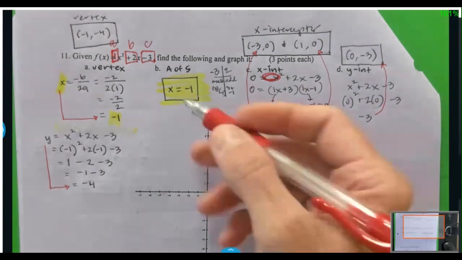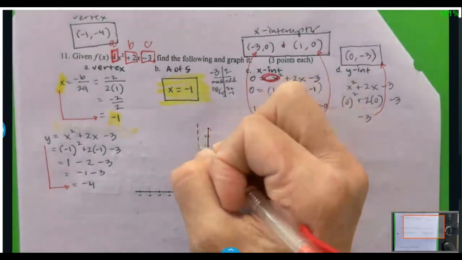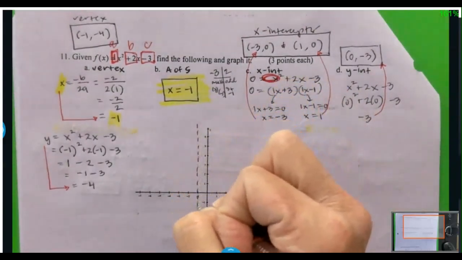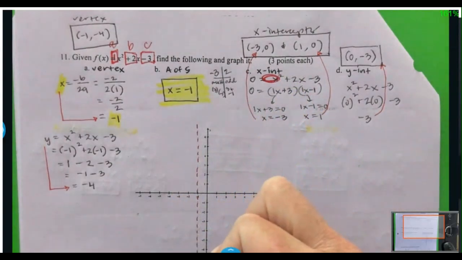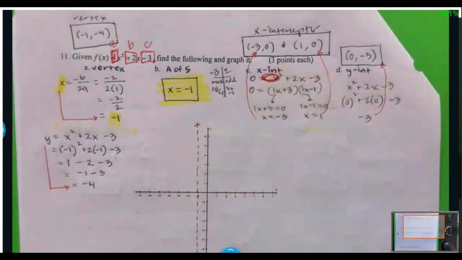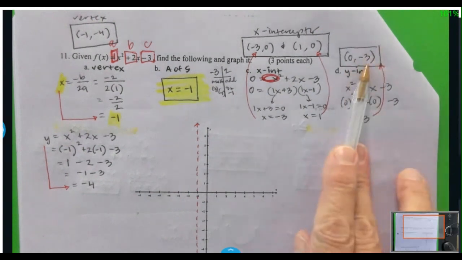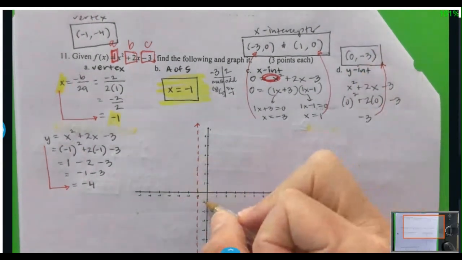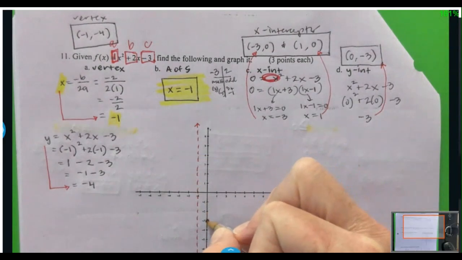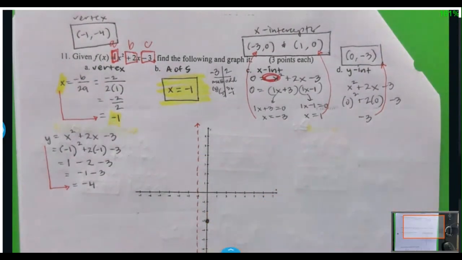Okay, so that's fine. She says the axis of symmetry goes through -1 on the x-axis. So we're going to make ourselves a dotted line. That's the axis of symmetry. She's right. All right, what would you plot next? Okay, the y-intercept is at (0, -3). So go down 3 on the y. Put a dot there.